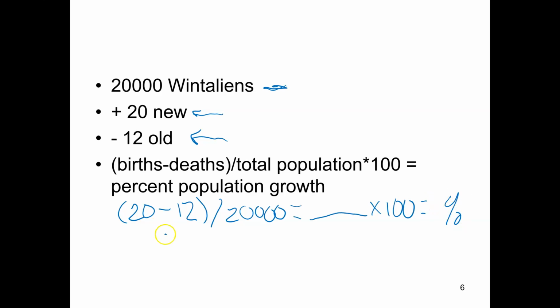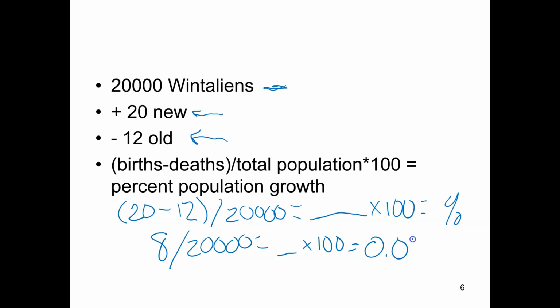So if we do this, this is 8 divided by 20,000 equals some number. I'll just leave it as a blank times 100. That's going to actually give us a number of 0.04%. So this is a positive growth rate.